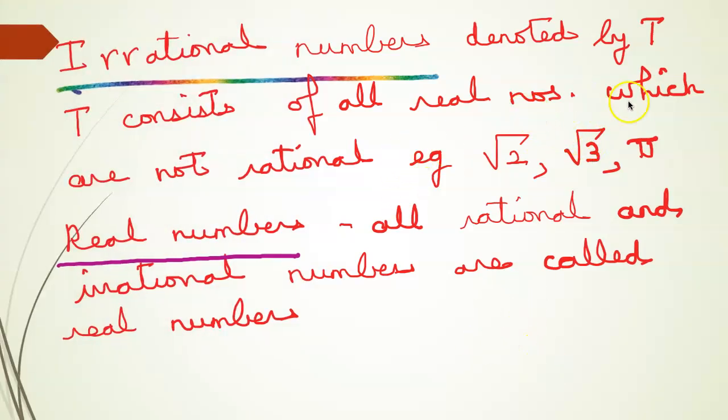Irrational numbers are denoted by T. So T consists of all real numbers which are not rational. For example, square root of 2, square root of 3, pi is an irrational number. And real numbers are all rational and irrational numbers.